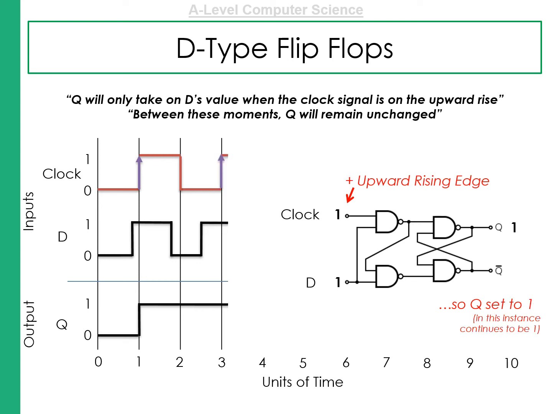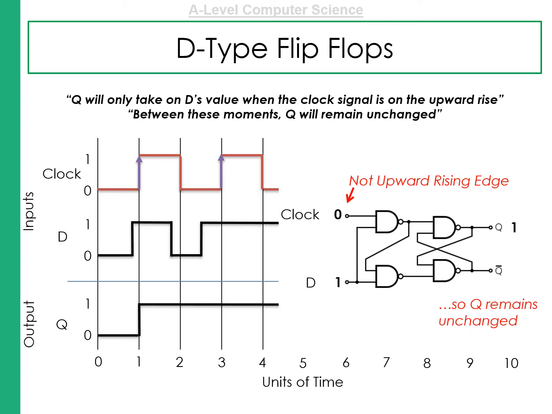D is still giving a positive binary of 1. The clock actually changes, there's an upward rising, so Q is set to 1. Well, it was already 1, so it remains 1. You can see D has remained an input 1, but because the clock is actually on 0, the Q keeps its value. The clock returns to 0, D's input returns to 0, it's not an upward rising edge, so Q remains the same. We're still holding that value of 1.